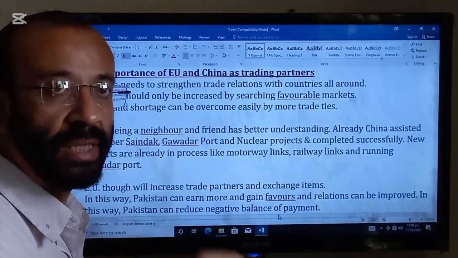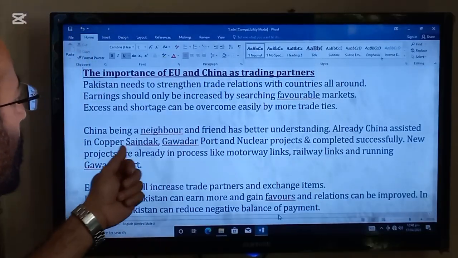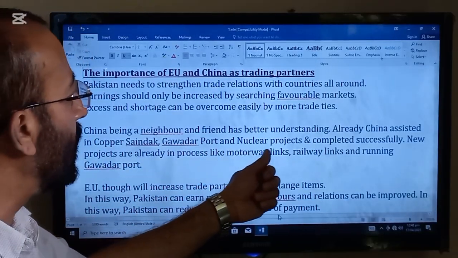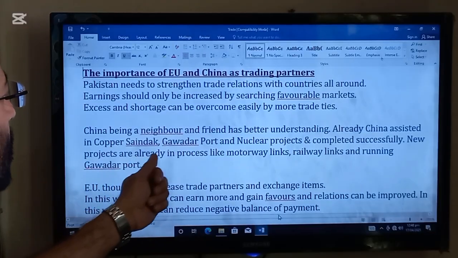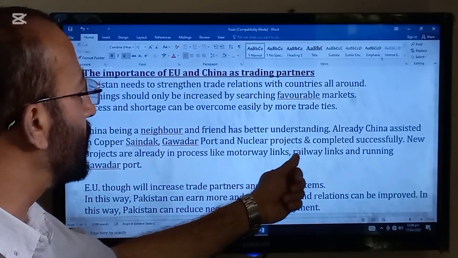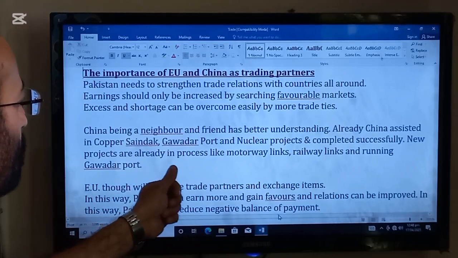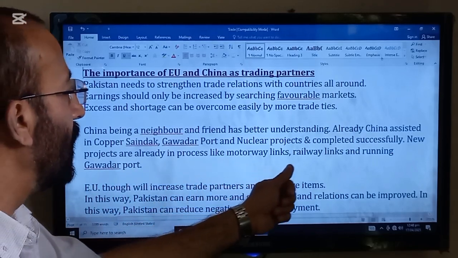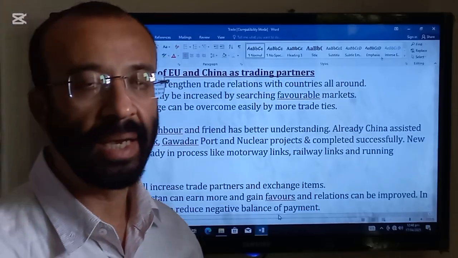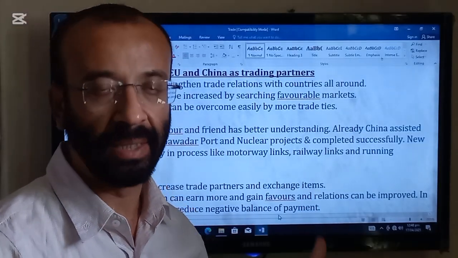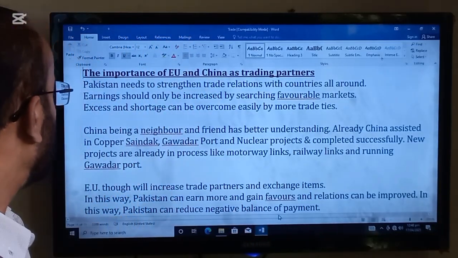We should have good and strong relations with the rest of the world. China, being our neighbor and friend, has better understanding. Already, China assisted in Copper Saindak, Gwadar Port, and nuclear projects, and completed them successfully. New projects are already in process, like motorway links, railway links, and running Gwadar Port. So China is helping Pakistan in these sectors.